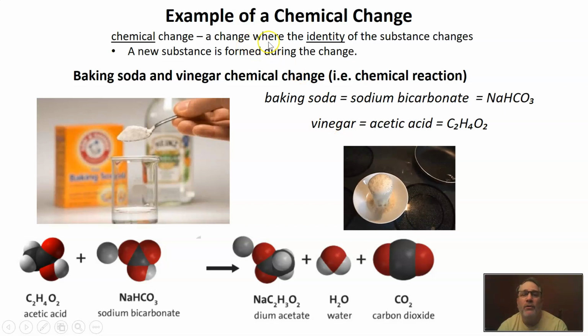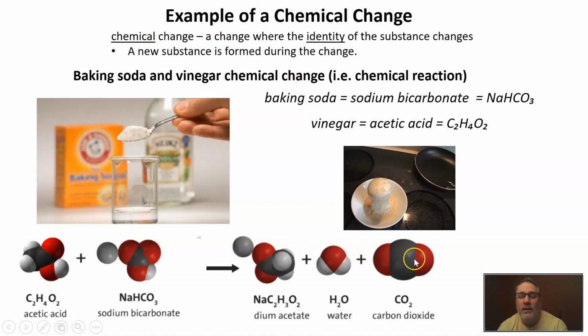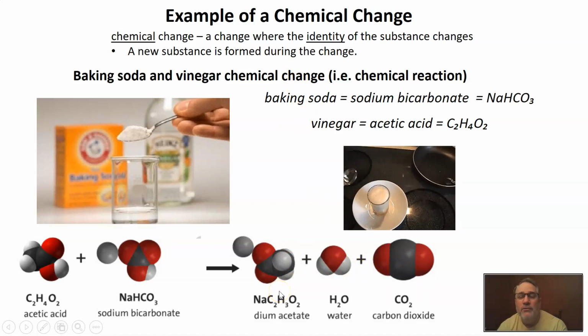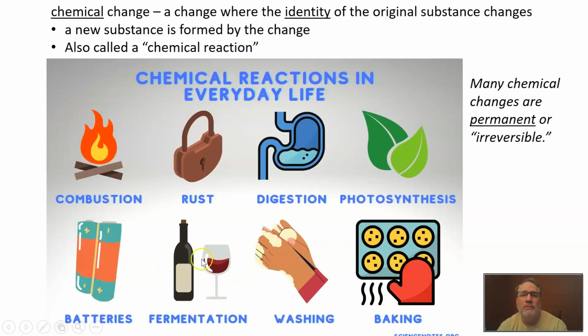So what makes this a chemical change? Because we had some new substances that were formed. We had carbon dioxide, water, and sodium acetate formed during this change. This is a good example of a chemical change. Chemical changes are happening all around us all the time. We will not study them a ton. The thing that you need to remember is that during this type of change, a new substance is formed. Many of these chemical changes are permanent, which means we can't reverse them. Once this chemical change happens, we can't go back and put things back together, so to speak.